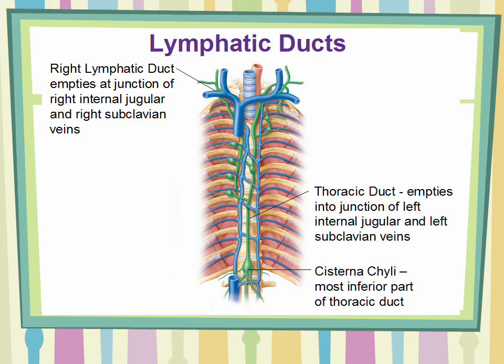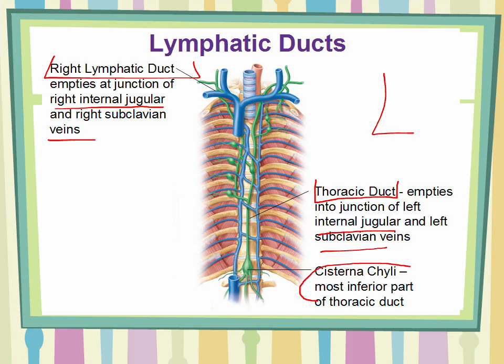And we see it here. So these are the lymphatic ducts. We have the right lymphatic duct, and this one empties at the junction of the right jugular and the right subclavian veins. The thoracic duct, and we're talking the one that is on the left side, is gonna drain at the junction of the internal jugular and the subclavian veins. Okay? And then, as we see here, the cisterna chyli is the most inferior part of the thoracic duct. All right? This will make a little bit more sense in the next slide.